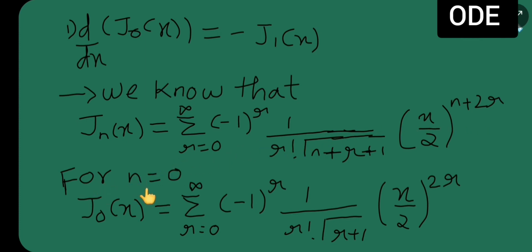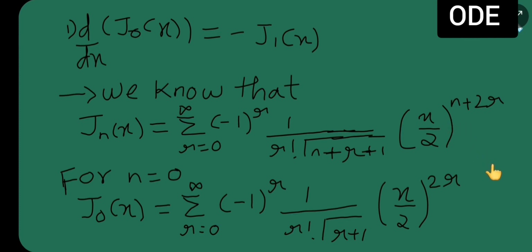Now if you put n equal to 0, wherever there is n, you have to put 0. J0(x) is equal to the summation of r equals 0 to infinity, write as it is, (-1)^r upon r factorial, then n is 0, so gamma of r plus 1 will remain, then (x/2) raised to the power of 2r, because the value of n is 0.